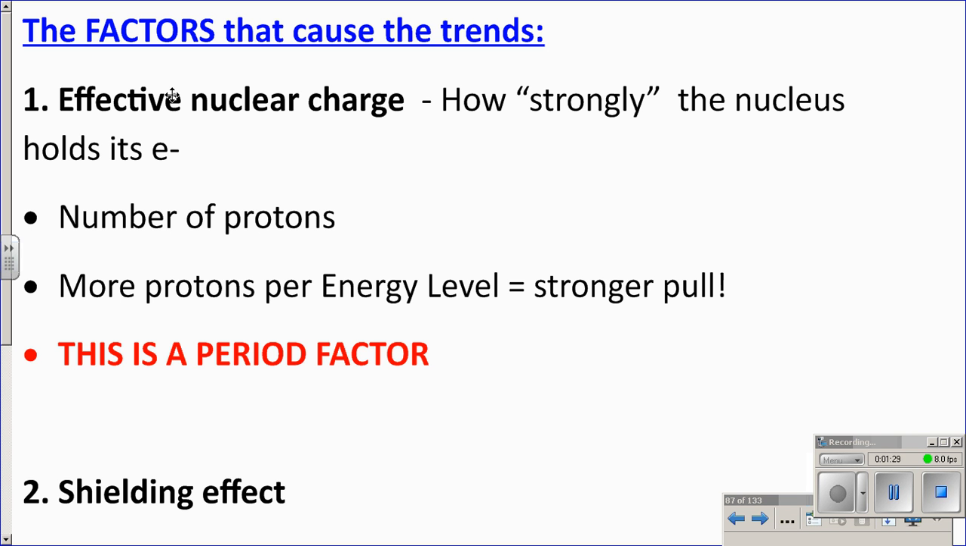So, factors that cause the trends that we saw. Why in the world is the atomic radius decreasing from left to right? Why? There's a reason, and that reason is called the effective nuclear charge. Okay, make sure you write down. I'm going to be quiet so you guys can write down some of that stuff too. And so I explain it here, but I'm going to explain it some more too.